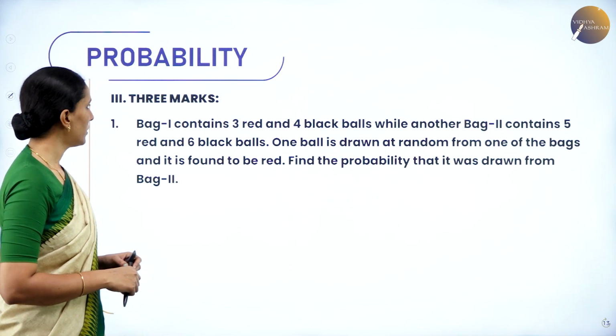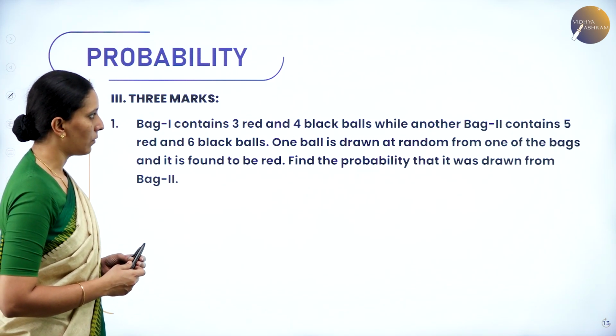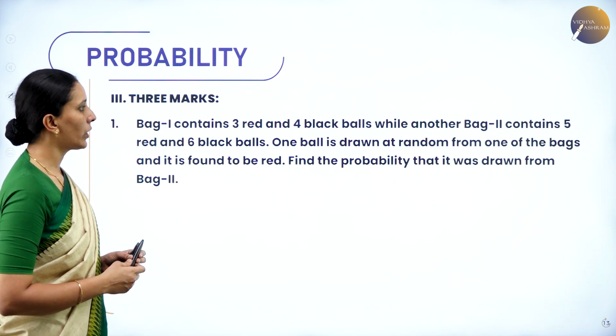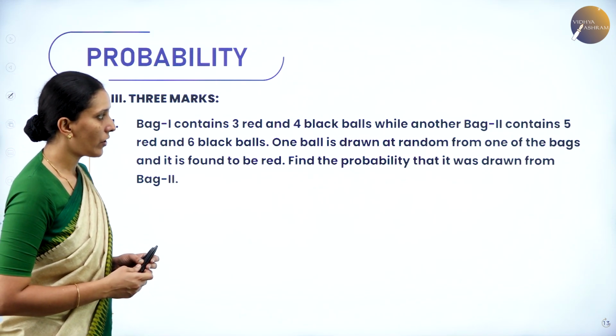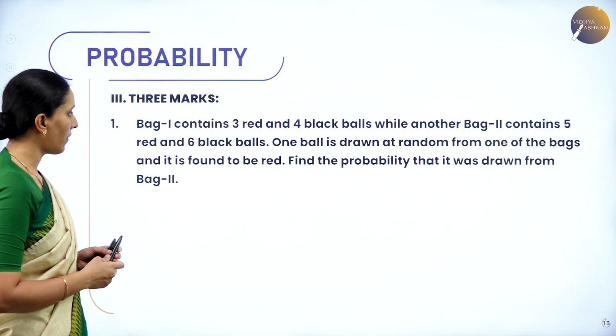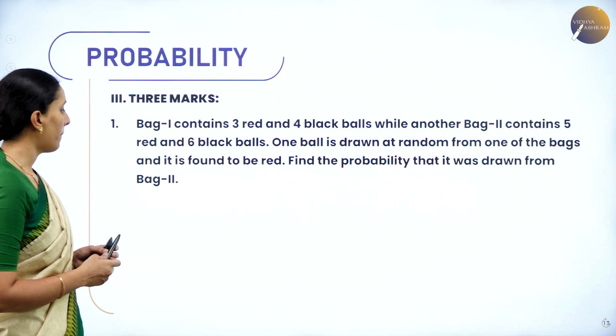Next, we'll move on to the section of 3 marks. Bag 1 contains 3 red and 4 black balls, while another bag 2 contains 5 red and 6 black balls. One ball is drawn at random from one of the bags and it is found to be red. Find the probability that it was drawn from bag 2.